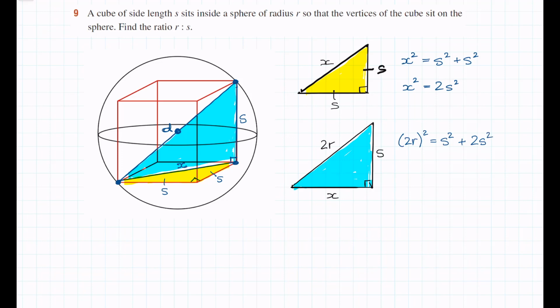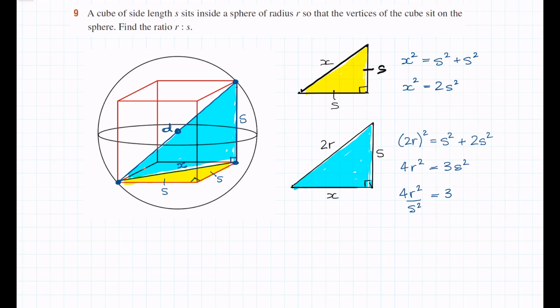So from there, we can square the left-hand side. 2 squared is 4, and then we'll have r squared, and then s squared plus 2s squared will be 3s squared. And from there, we'd like to get the r and s onto the one side of the equation so that we can represent it as a ratio. So I'll divide both sides by s squared, and we will get 4r squared over s squared equals 3.